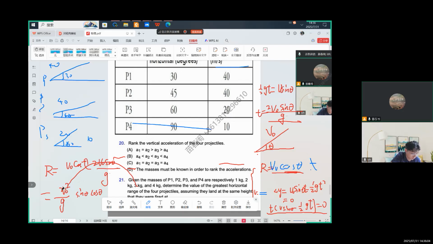Since I have a 2 in here, have you learned trigonometry? Have you learned there's a formula for 2 sine theta cos theta? It's sine 2 theta. So now you can see it's going to be decided by v0 squared times sine 2 theta. You just see which one is greater. You can substitute all the numbers. Does that make sense?